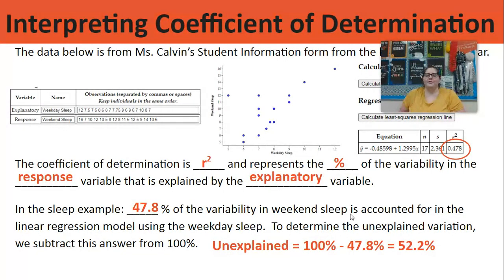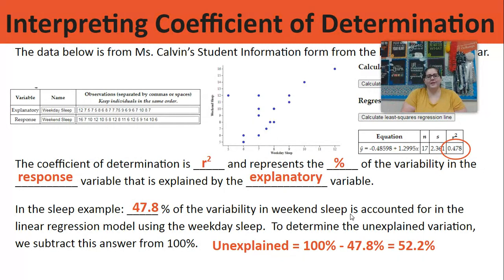That other 52.2% of the change in weekend sleep is due to other things. There are other things that affect how much weekend sleep you get. How much homework did you save for the weekend that you now have to do and stay up all night? How much do you hang out with your friends? Do you stay up late playing Among Us or watching YouTube videos or chatting with your friends? Those other variables affecting how much weekend sleep you get, that's the unexplained variation.